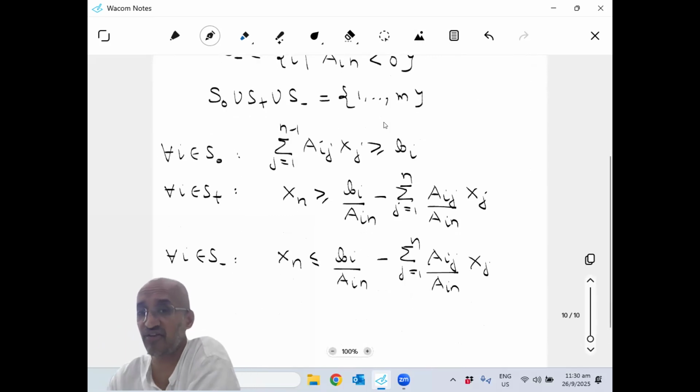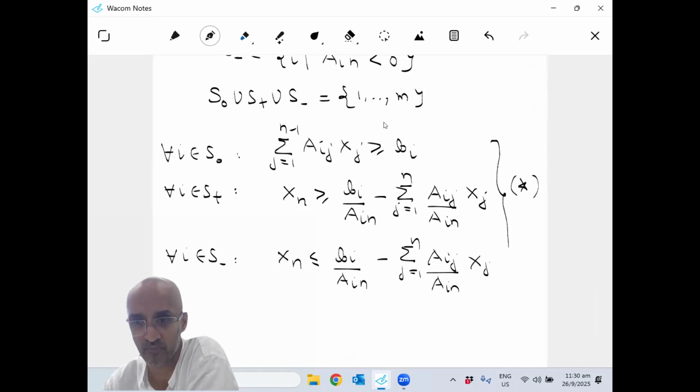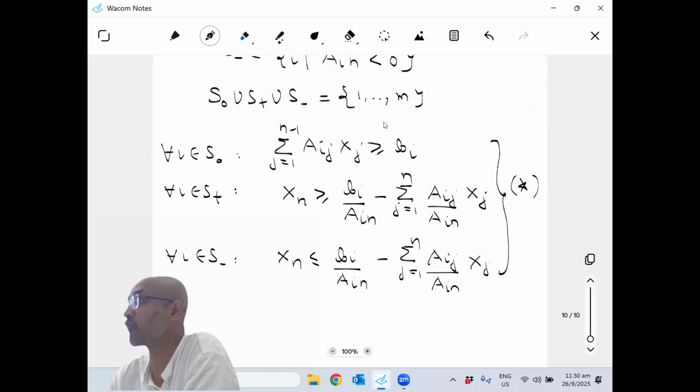Now, if we think about the first set of constraints, I'm going to call all these three constraints star. These constraints do not involve the x_n variable. You're right, this should be n minus 1. Thank you. For the first set of constraints here, there is no x_n variable. For the other constraints, there are upper bounds on the x_n variable and lower bounds on the x_n variable.